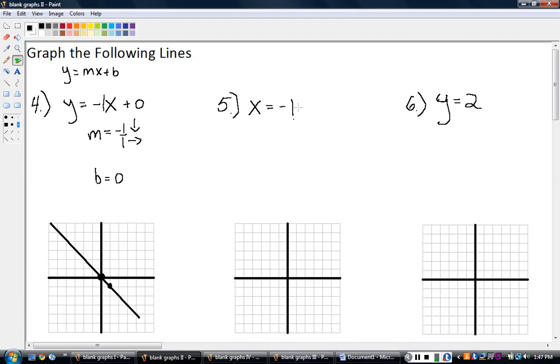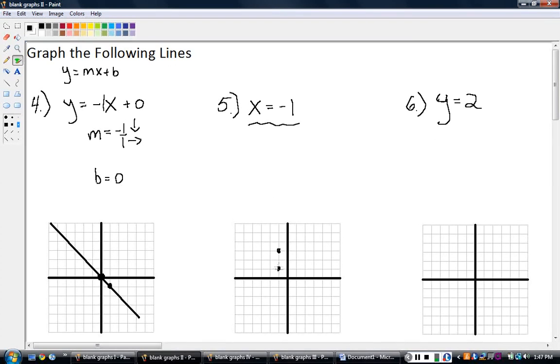Okay. Alright, so 5 and 6 are a little bit different. These are special cases. This is not y equals mx plus b, and this is not y equals mx plus b either. Right? You may remember that from the last chapter that we dealt with these lines. X equals some constant, right? You were given the graph and asked to write what the equation was. Now it's just the other way around. X equals negative 1. You might remember that has a slope that's undefined. It's a vertical line. Okay, and everywhere on this vertical line, the x value is negative 1. So that's all these points back here. X value negative 1 there, x value negative 1 there, and so on.